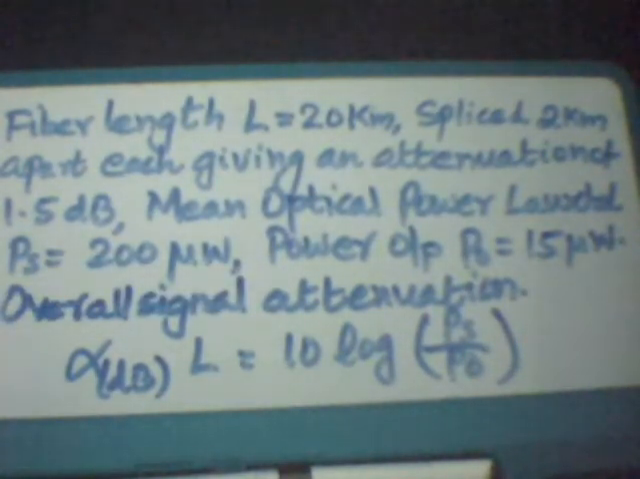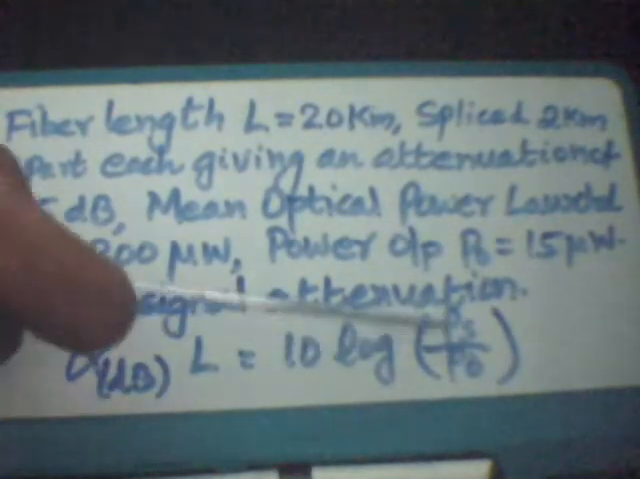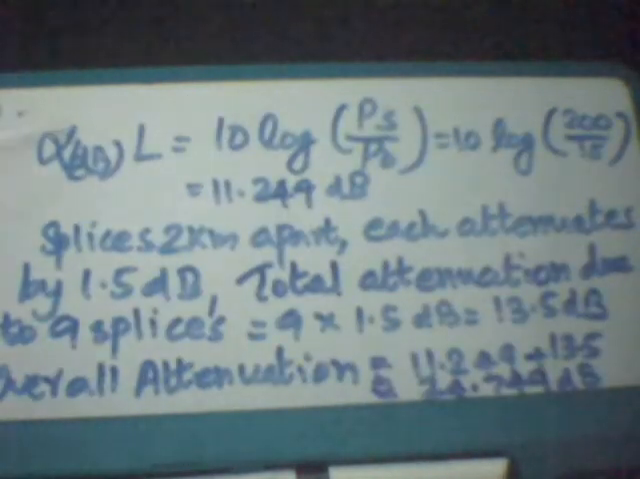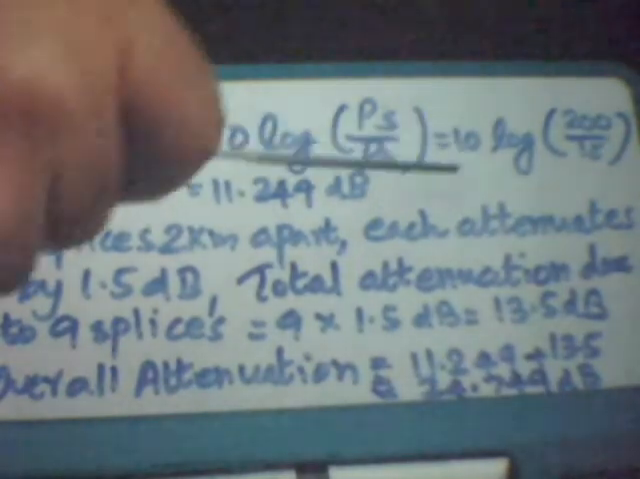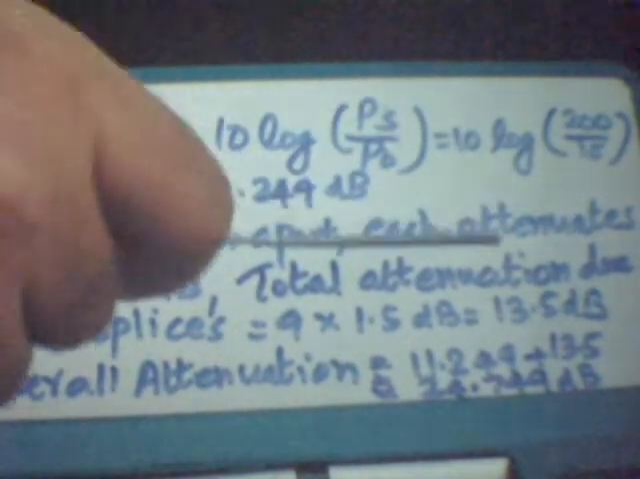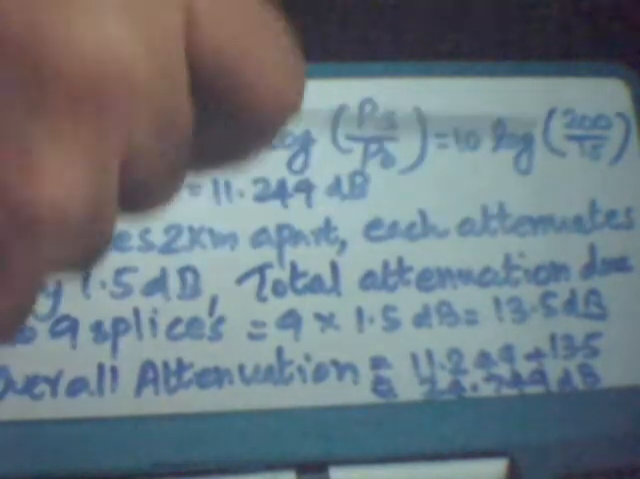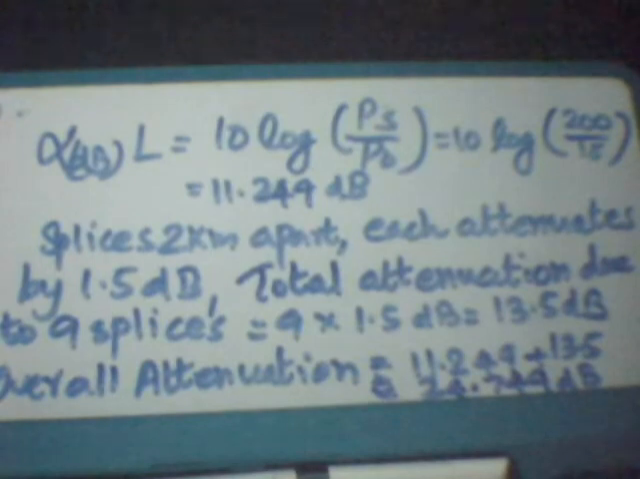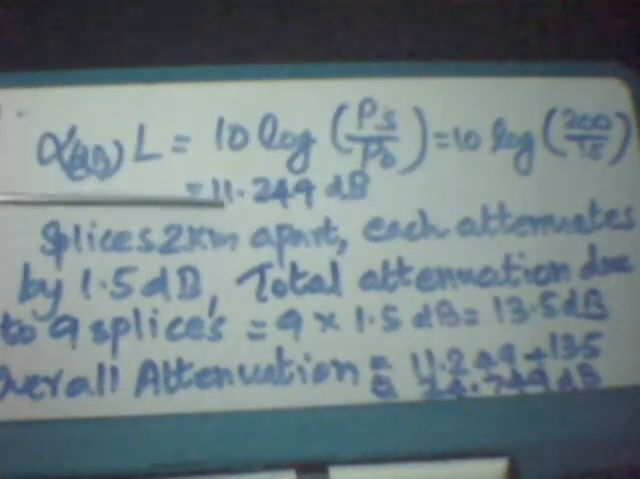So we have the formula alpha dB into L, where L is the length of the fiber, is equal to 10 log Ps by P0. Directly apply the formula. So alpha dB into L is equal to 10 log Ps by P0, which is equal to 10 log 200 microwatt divided by 15 microwatt. So the answer is, overall attenuation due to the fiber is 11.249 dB.